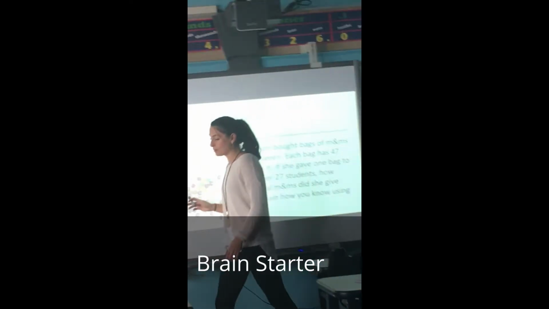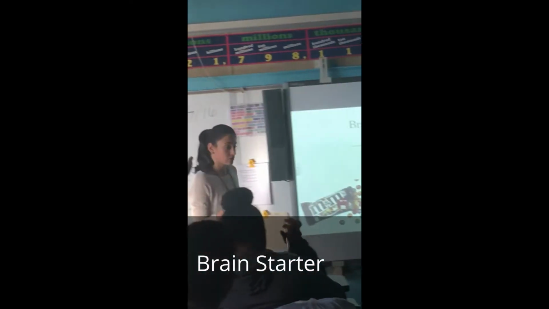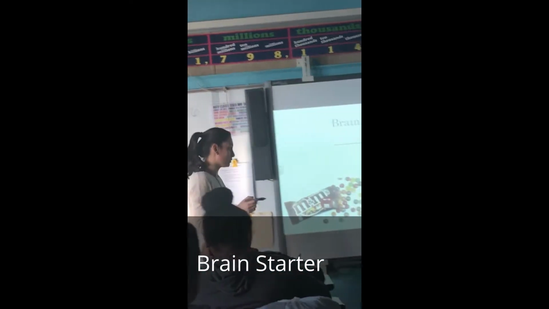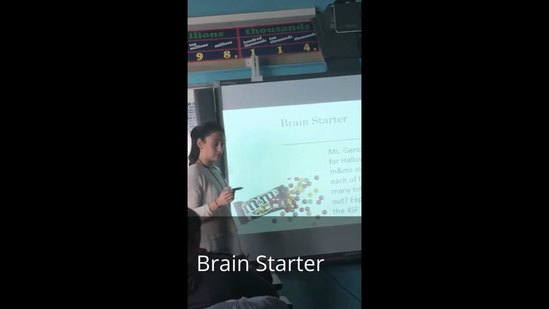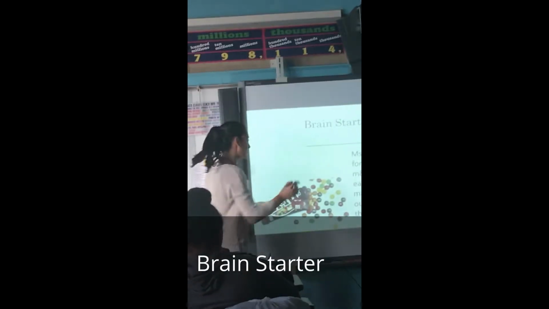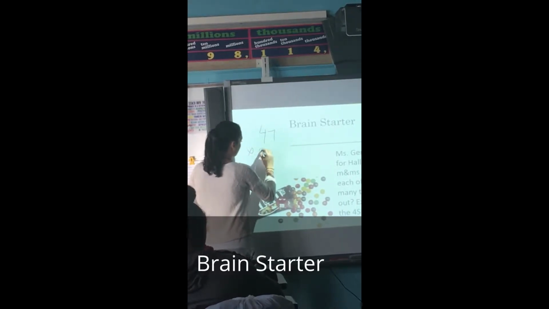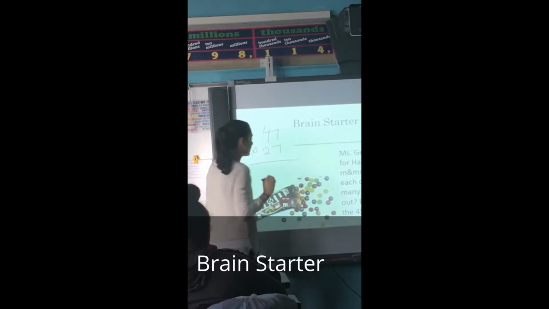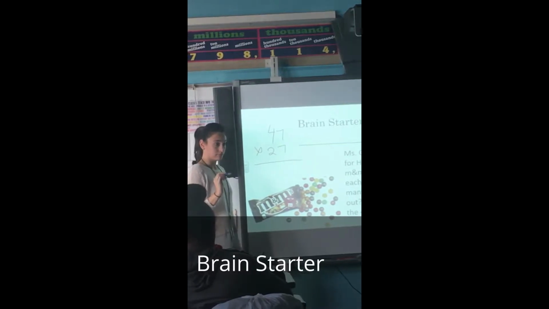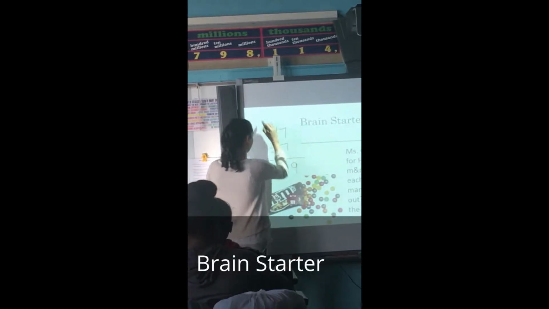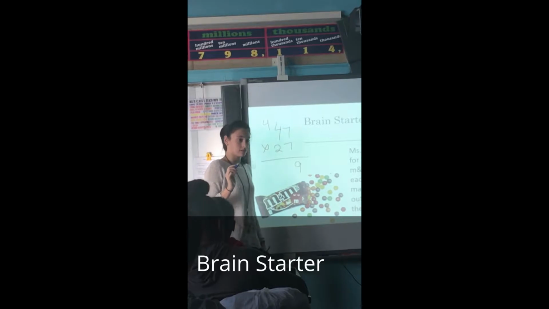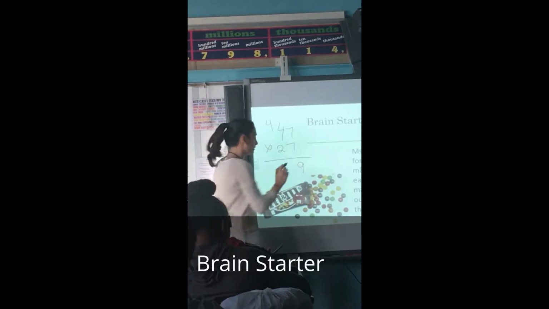First of all, raise your hand. What operation do we have to do to solve this question? Dorian. Multiplication. And what are we going to multiply? 47 and 27. So we're going to write 47 times 27. 7 and 7 makes... 4 times 7 makes 28 plus 4 makes 32.